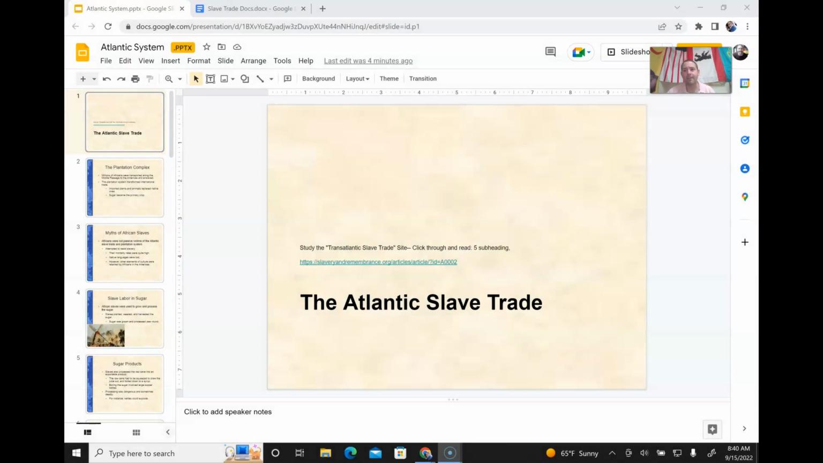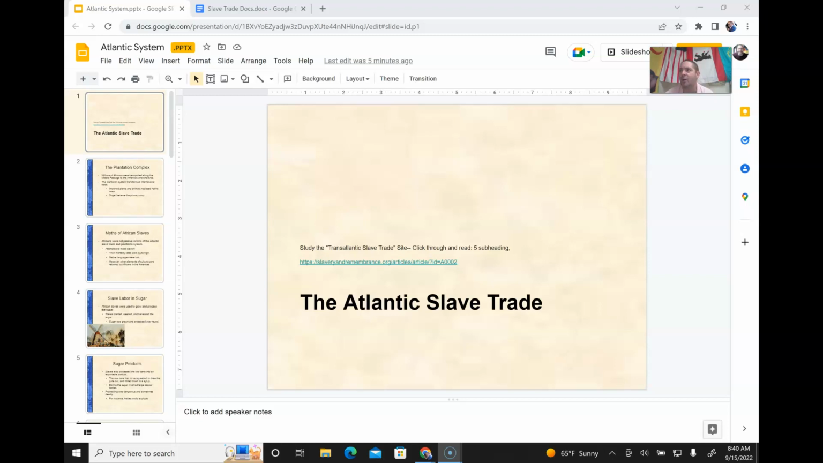Now, when we talk about this, when we're all kids in our elementary school or in our junior high, one of the things that we are all taught about is the triangular trade. That's basically what we're going to be talking about here today. We're talking about the triangular trade, or at least what was once called the triangular trade. But I refer to it by a different name. I refer to it as the Atlantic system, or the Atlantic slave trade.